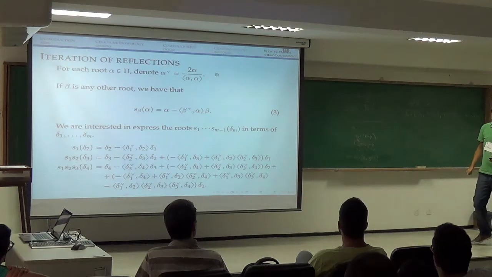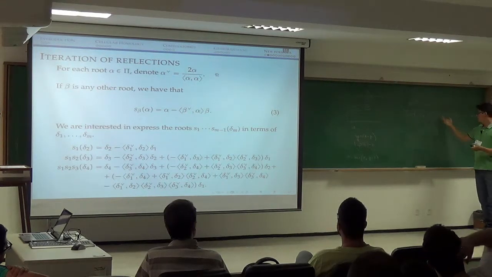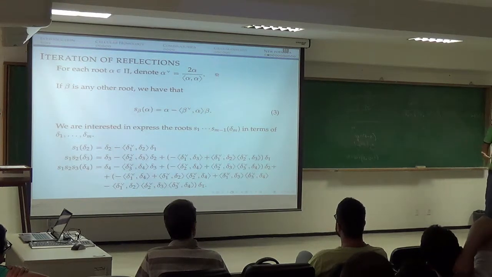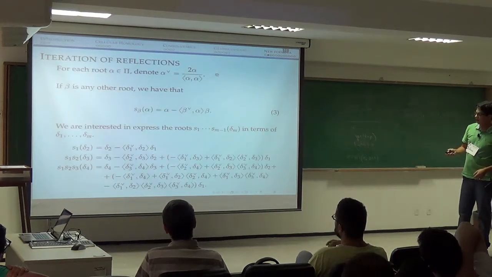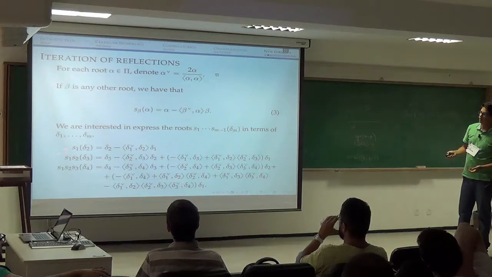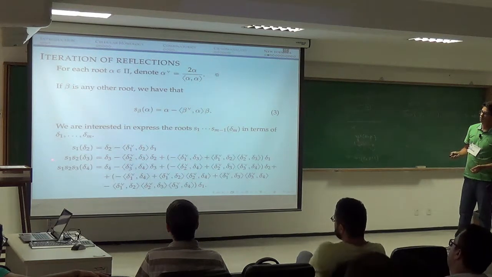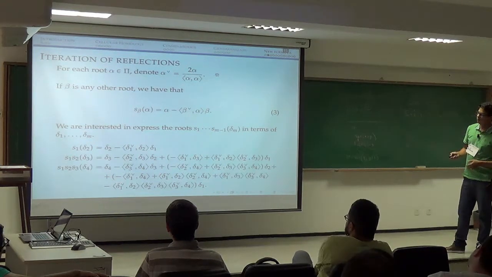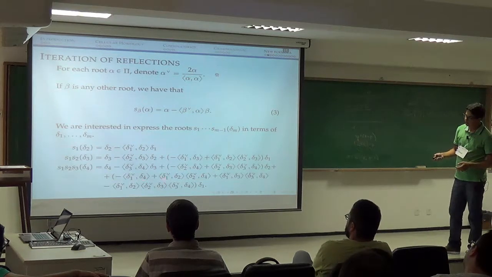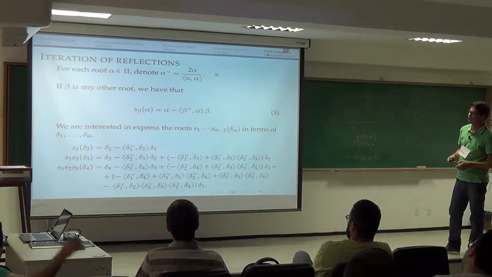And the idea was to open this expression even more. This is a simple example. S1 delta 2 will have this expression, but if you go now to S1, S2 over delta 3, we have this expression, and so on. So what turns out is that you have a very combinatorial object here. For example, the coefficient that multiplies delta 1 here.